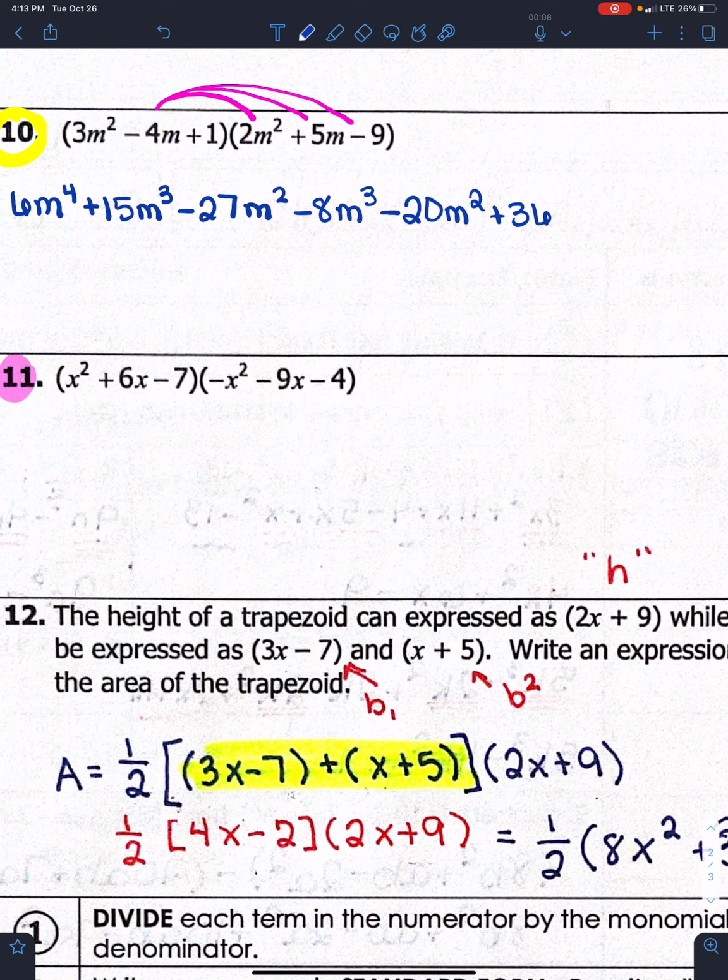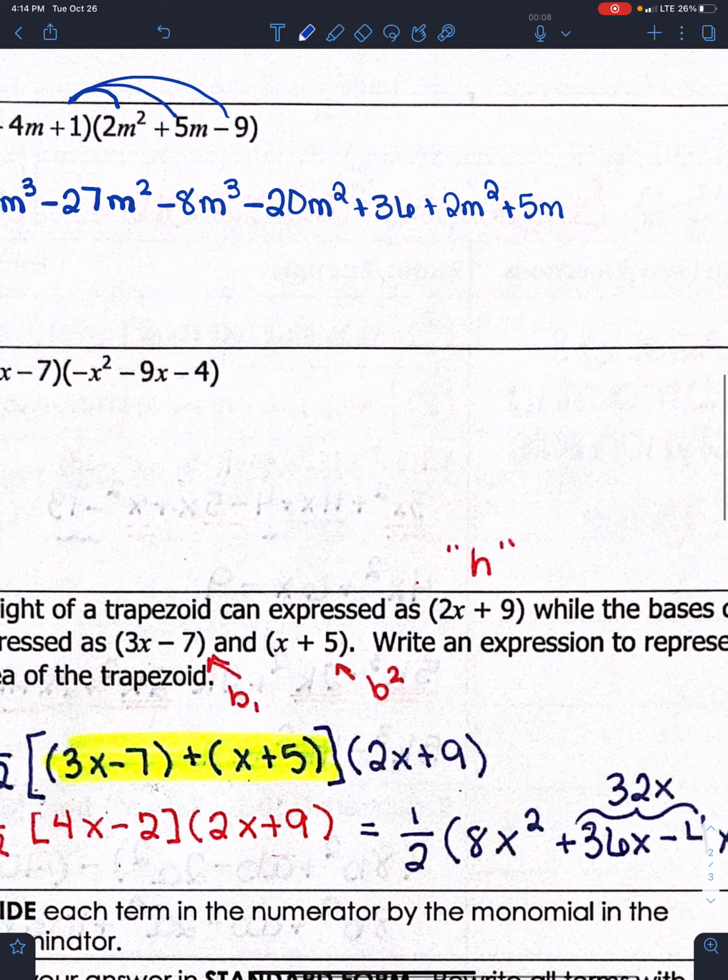I'm going to go ahead and erase these lines and go back to what I was doing. I have positive 1 times 2m squared, positive 1 times every term in that second trinomial. So I've got positive 2m squared, positive 5m, and negative 9.